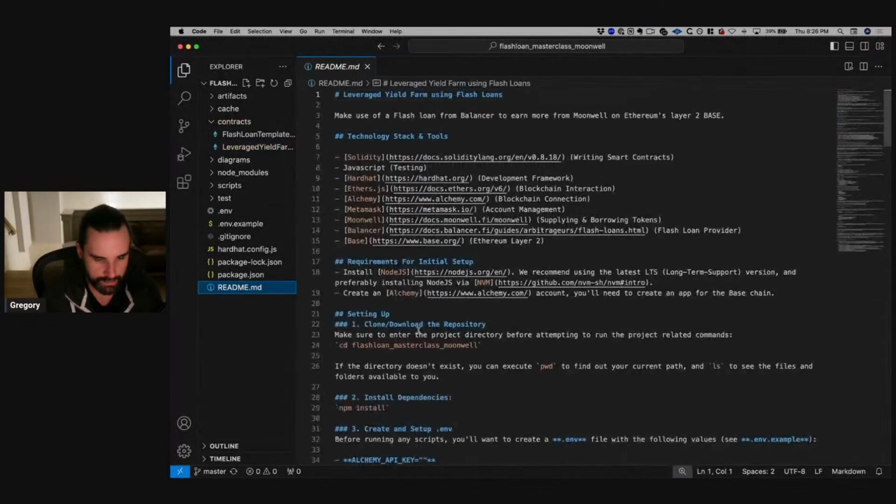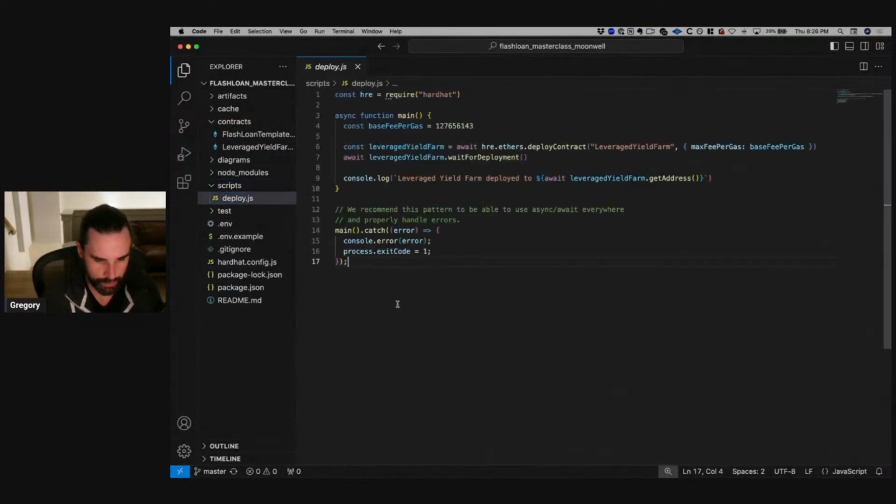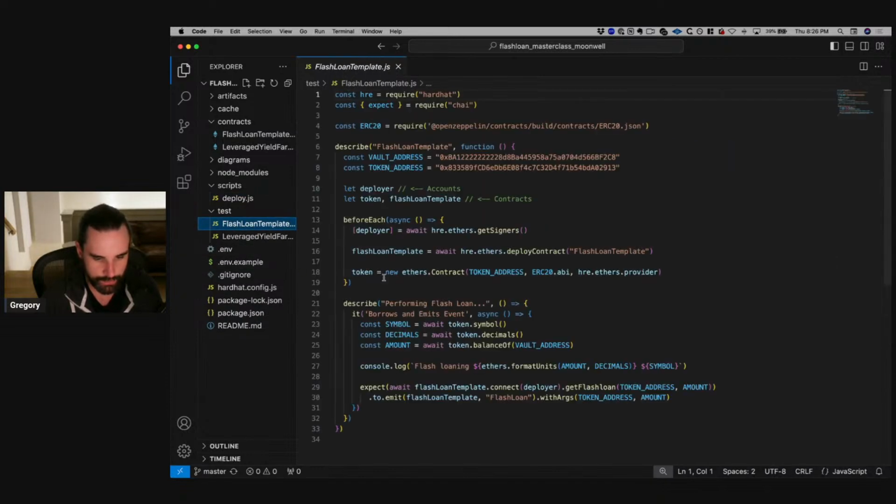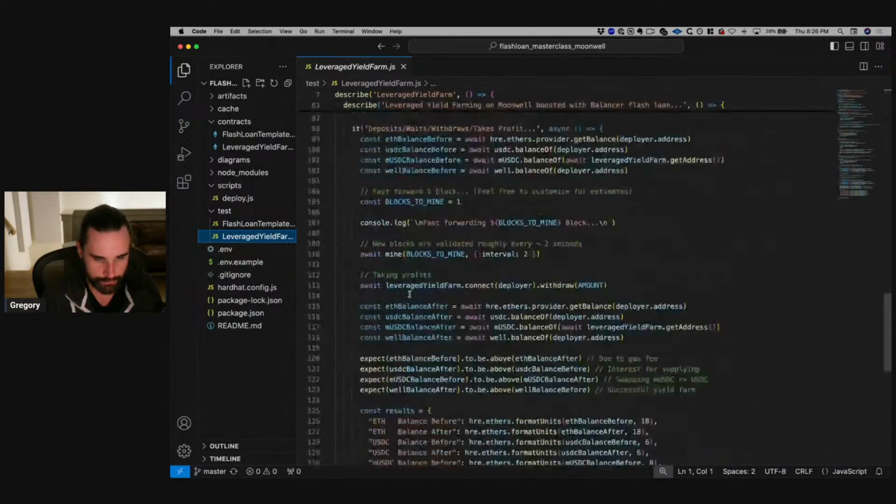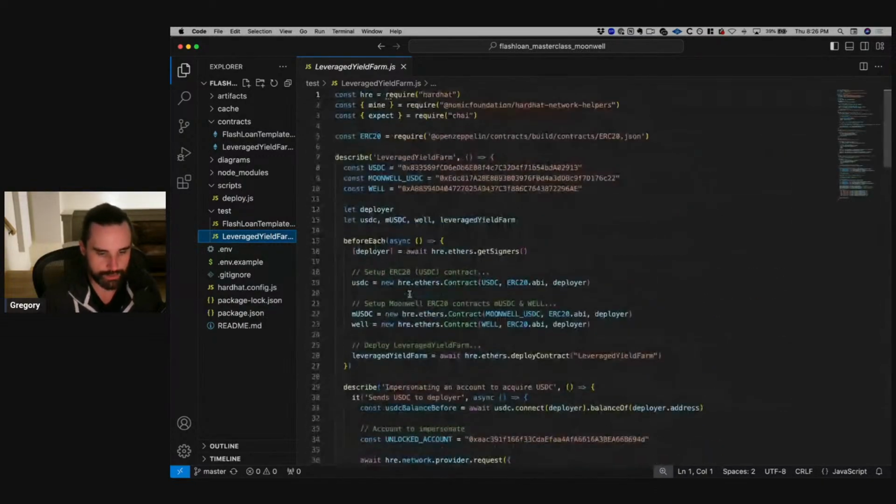You can see that again here. We've got scripts for this. We've got a deployment script for our leverage yield farm. We've got test coverage for the flash loan template. We've got test coverage for the leverage yield farm. If you want to dig into those to see how this works more, just follow the setup steps. You can run the tests. But yeah, that's pretty much it.